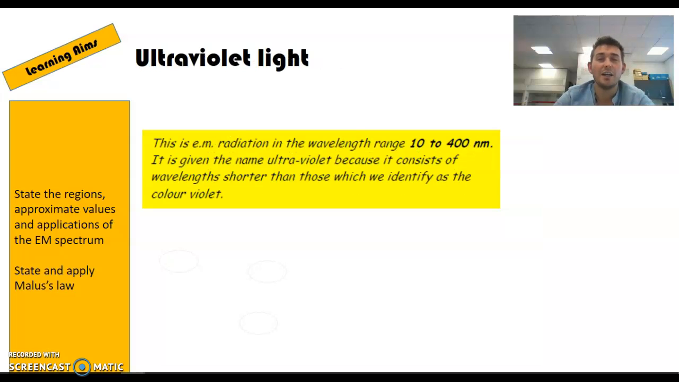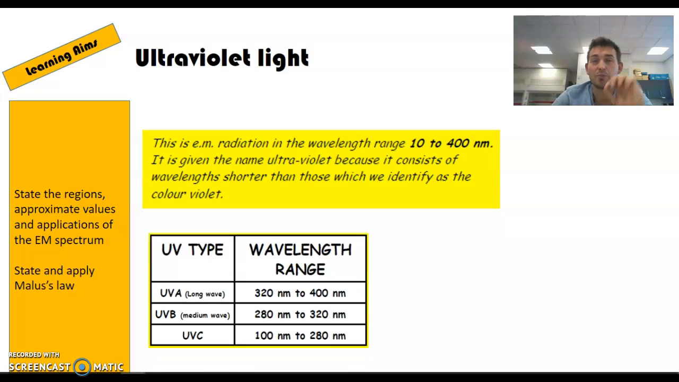Right, ultraviolet light. Yep, this is the 10 to 400 nanometers range. Given the name ultraviolet because it is ultra, extra, added on from violet. So it's higher frequency than violet, or lower wavelength. Now it's broken into A, B, and C, long wave, medium wave, and short wave, which have those values. Those values are good to know. Useful. What's the function of these things?